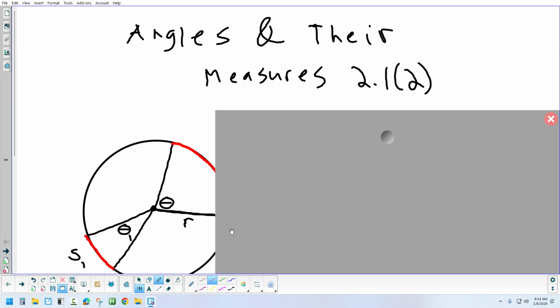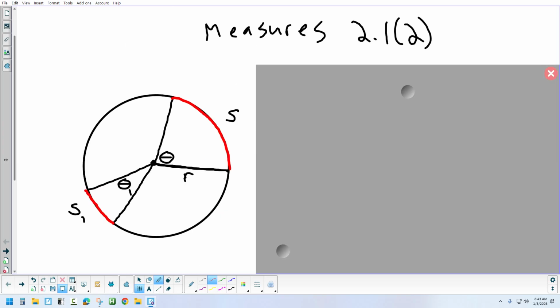All right, so I'm going to start out by looking at this diagram. What I've drawn inside that circle is two different angles. Each angle has been labeled with the Greek letter theta, but they're different size angles, so I can't use theta twice. I've got to use different angle names. So I use theta and theta 1.